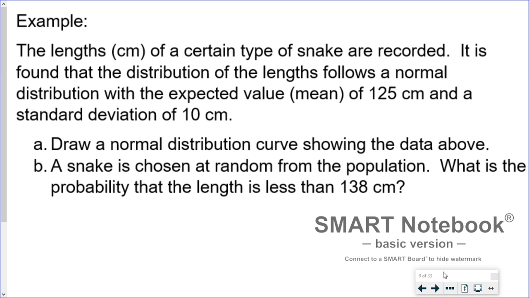All right, so the lengths in centimeters of a certain type of snake are recorded. It is found that the distribution of the lengths follow a normal distribution with the expected value, which is the mean, of 125 centimeters and a standard deviation of 10 centimeters. All right, draw a normal distribution curve showing the data above. All right, so we'll start there. So we're going to start with a bell curve.